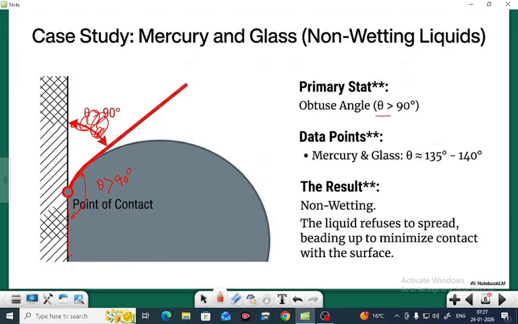Data points: mercury and glass, theta is equal to 135 to 145 degree. The result, non-wetting. The liquid refuses to spread, beading up to minimize contact with the surface. This is the result for mercury, non-wetting liquids.